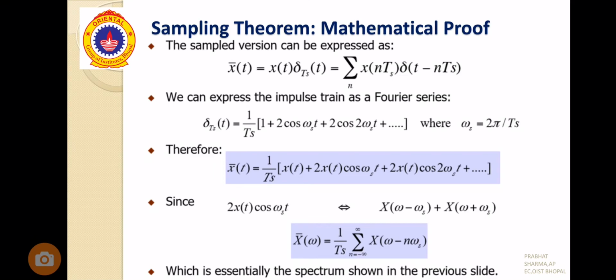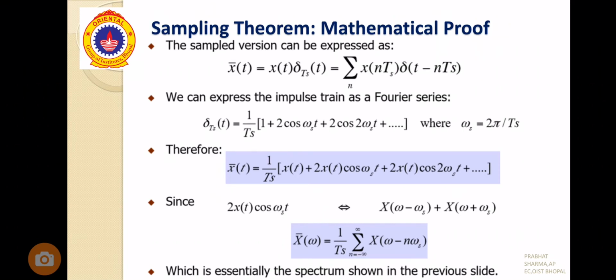Therefore x bar t equals, we are putting the value of del tst, we are getting 1 by ts times xt plus twice of xt cos omega st plus twice of xt cos 2 omega st and so on. Since twice of xt cos omega st is nothing but x of omega minus omega s plus x of omega plus omega s. अब ये कैसे आया?